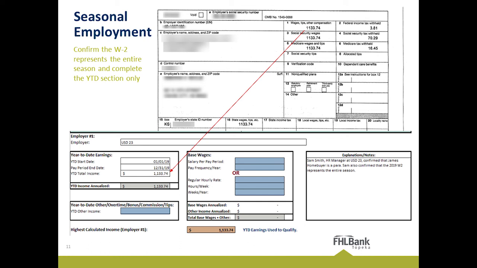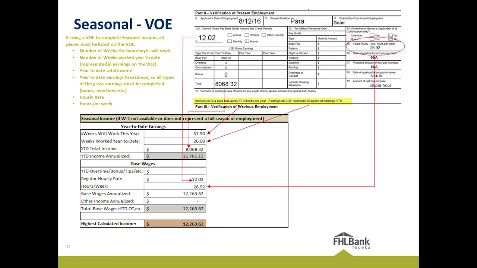See how the example includes a note that explains the type of seasonal employment and confirmation that the W-2 represents the entire season. If you have a VOE for your seasonal borrower, you must complete the seasonal income section. The VOE must have the 6 parts listed on this page. If you cannot complete all 6 boxes for this section, the VOE is not sufficient and additional information will be required from the employer. Those 6 items include the number of weeks the homebuyer will work, the number of weeks worked year-to-date, the year-to-date total income, the year-to-date earnings breakdown, the hourly rate, and the hours per week.